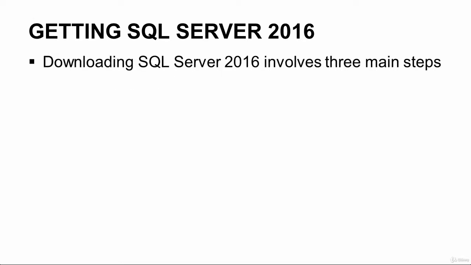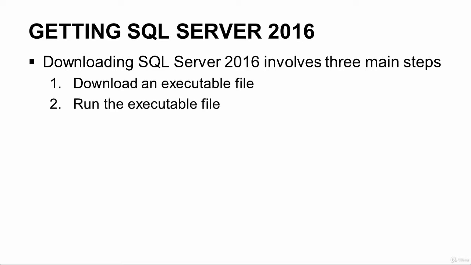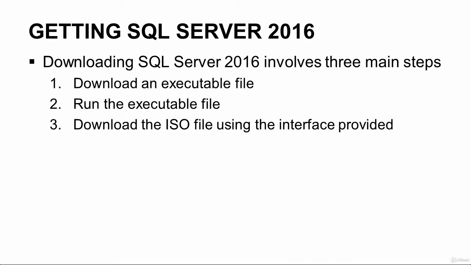Downloading SQL Server 2016 is going to involve three main steps, and they're all quite painless. The first thing you're going to do, once you find that download link on the website, is click it and download an executable file, a .exe file. Just pay attention to where you download that. You're then going to run that executable file. That's going to allow us to download the actual ISO image that we want to use to install SQL Server 2016.